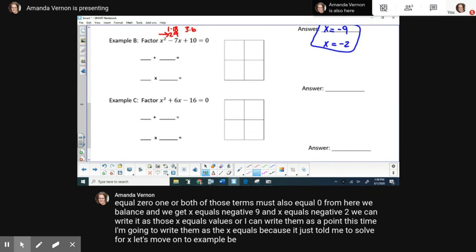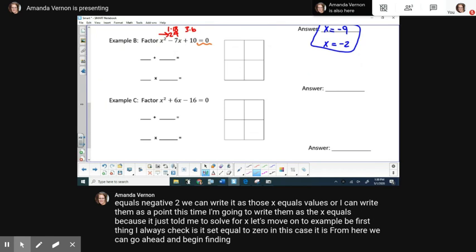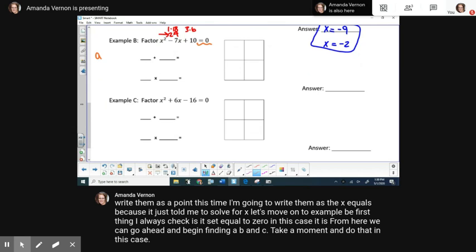First thing I always check, is it set equal to 0? In this case, it is. From here, we can go ahead and begin finding A, B, and C. Take a moment and do that. In this case, A is 1, B is -7, and C is 10.